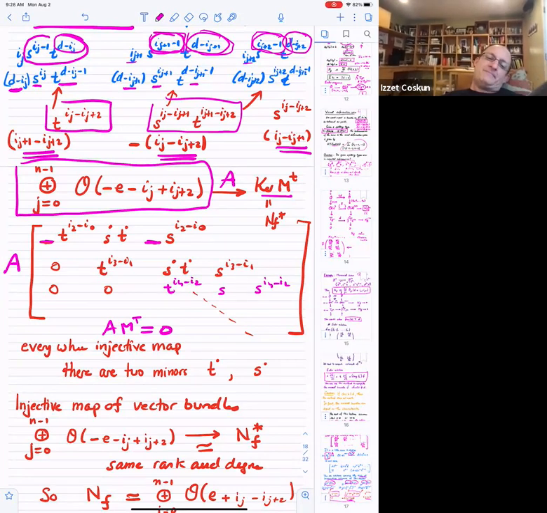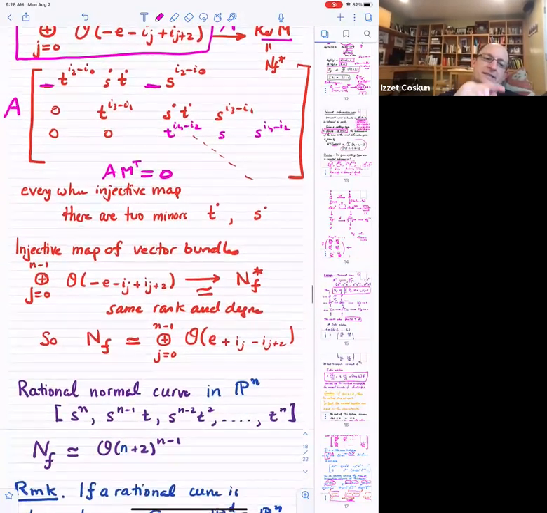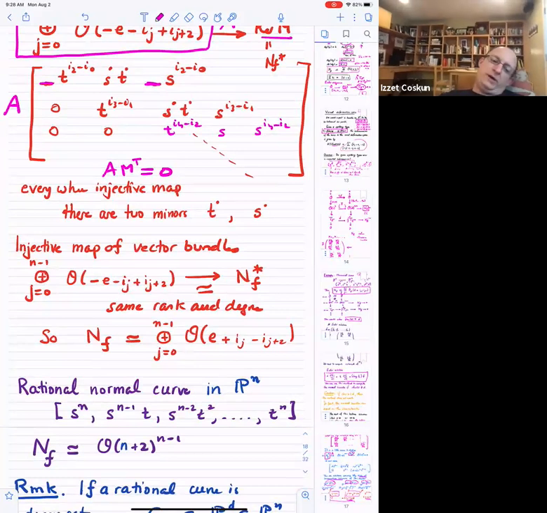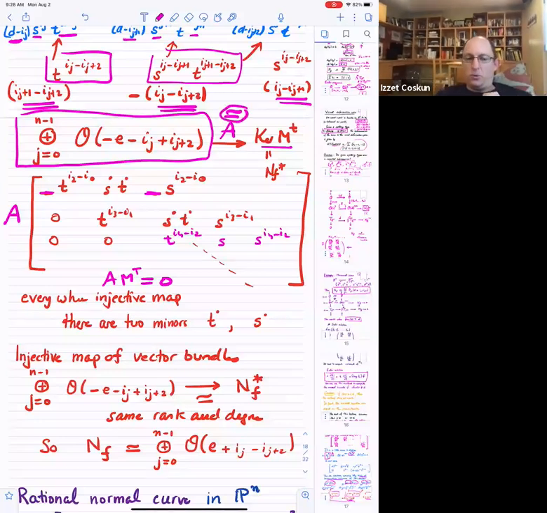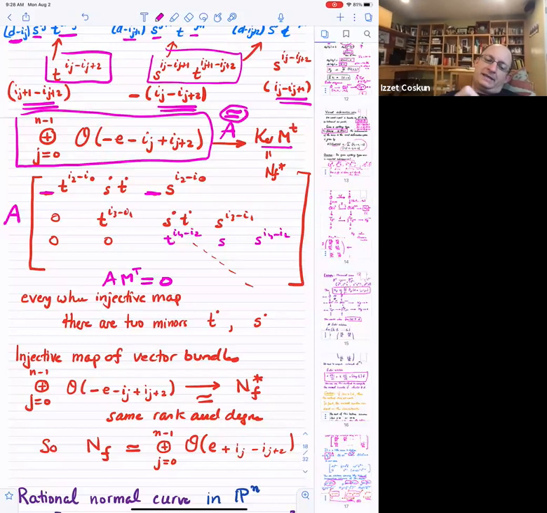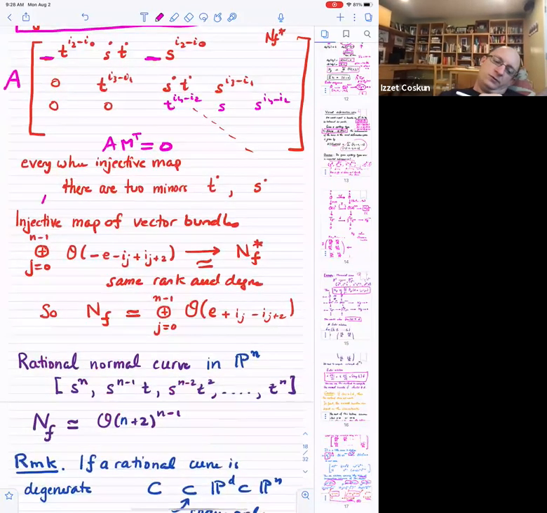Now, I claim that the dual of the normal bundle is equal to this. Why is that? The reason is like this. We have an inclusion of this into the kernel, but what I want to say is that it is an isomorphism, that this A is an isomorphism. But A is a very special matrix. It is everywhere full rank.